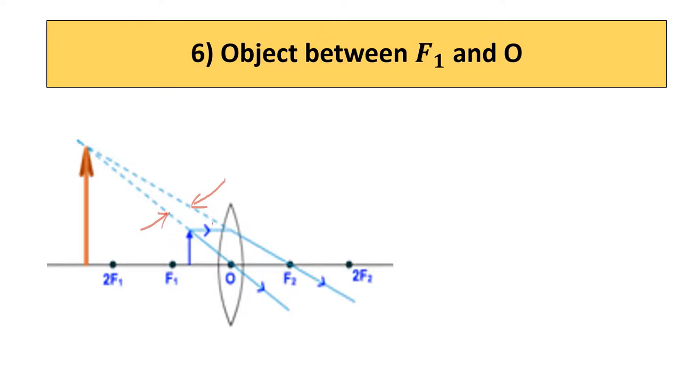If you extend it backwards, it appears to meet at this point. These refracted rays appear to diverge from this point and you will get the image at that point. This is the image and the image is erect, virtual and magnified and it is on the same side and behind the object.